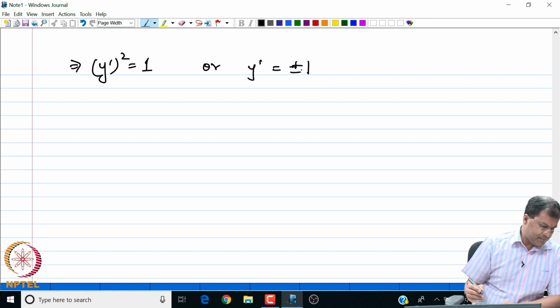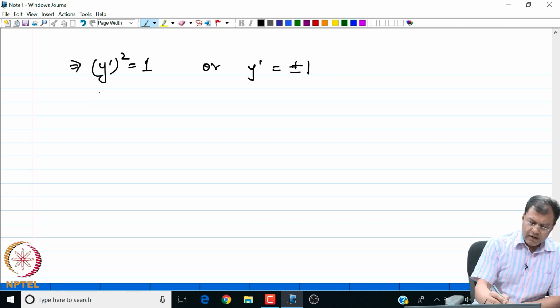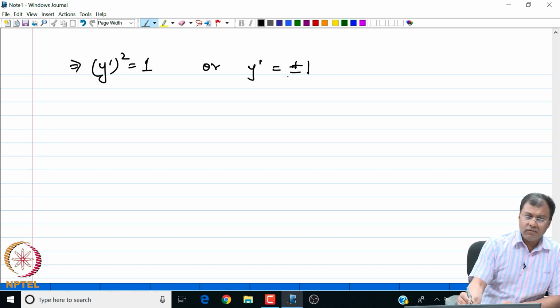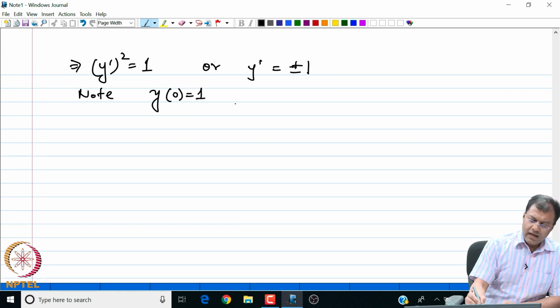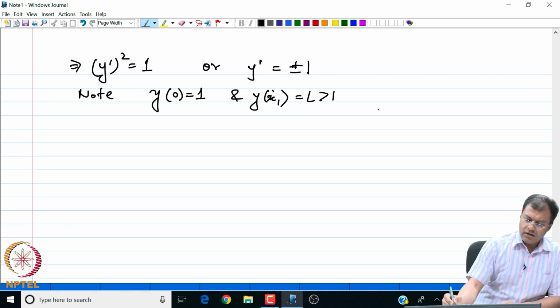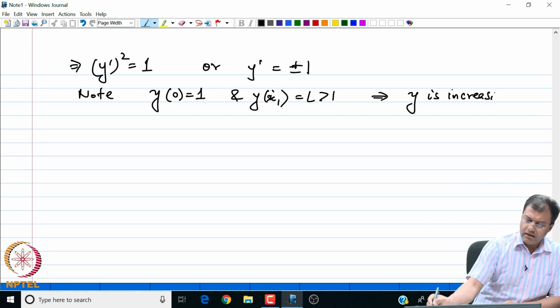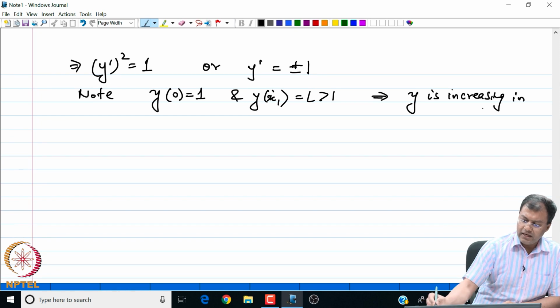It seems that we have two solutions, but note the boundary conditions. We have that y of 0 is 1 and y of x1 is L, which is greater than 1. So y is increasing in the interval 0 to x1.